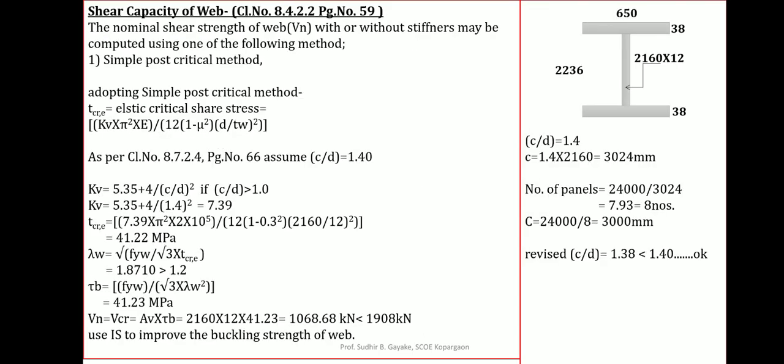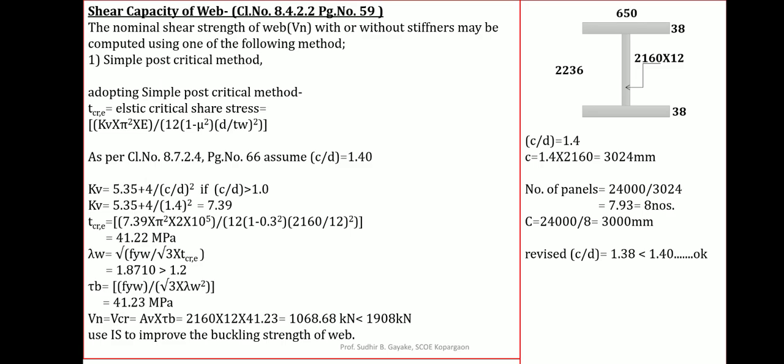Now next, shear buckling capacity or shear capacity of your web. So again we are either adopting the simple post critical method or your tension field method. Suppose again we will adopt the simple post critical method from page number 59, clause number 8.4.2.2. As here in this particular step, your value of kV depends upon the type of stiffeners adopted. In the previous numerical we have assumed kV as 5.35 directly. Here you cannot go with a direct value as intermediate stiffeners are provided.